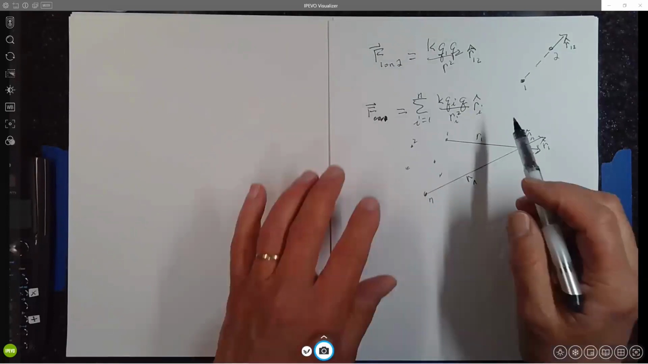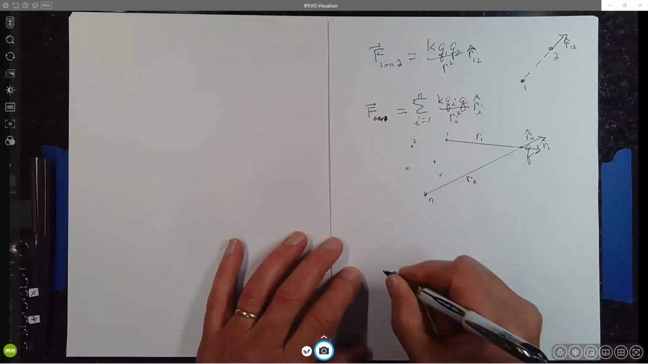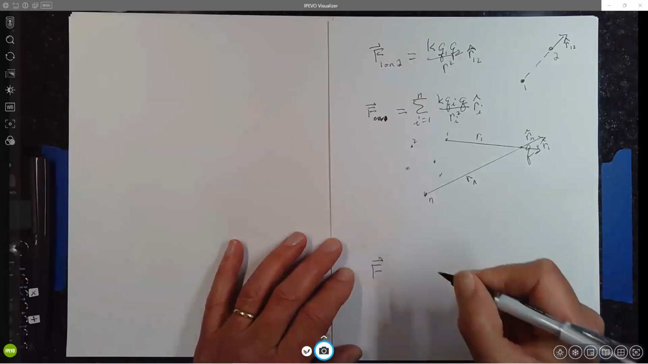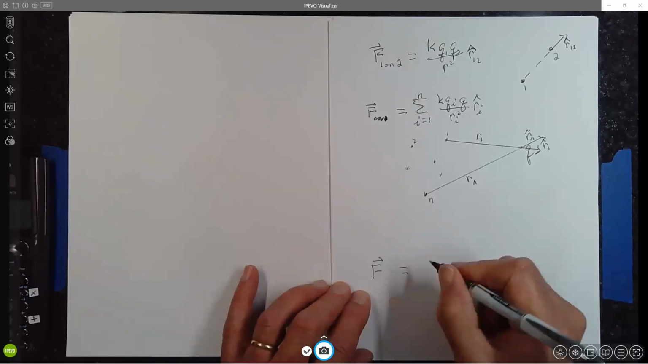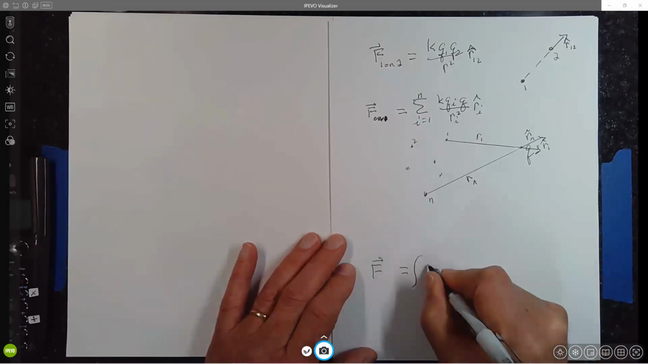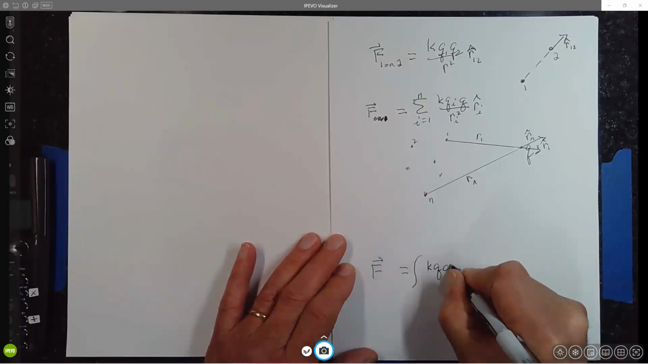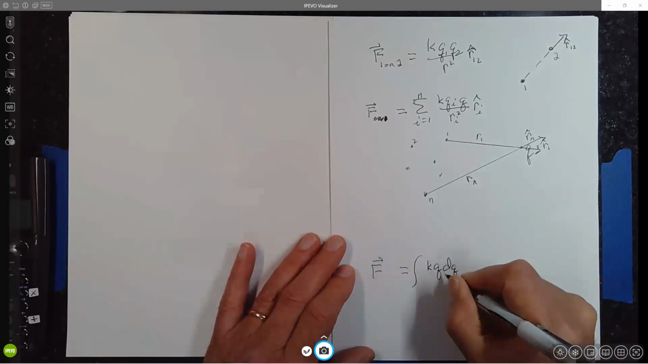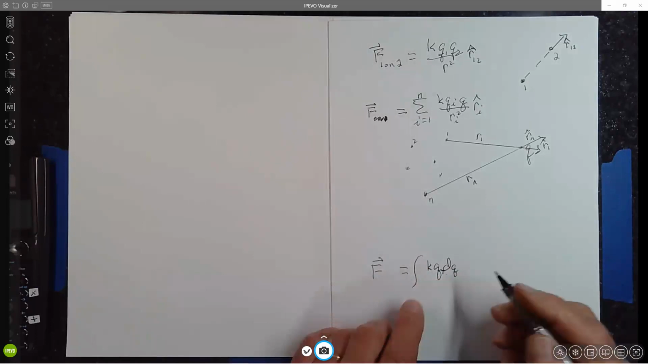Now, instead of a bunch of charges, you might have a continuous charge distribution instead. And in that case, we did one like that yesterday, but it was one-dimensional. In the case of a continuous charge distribution, you take an integral. And the integral would look like kq dq. Let's see, and I need to do something to distinguish these. Maybe I'll call the target charge q sub t.